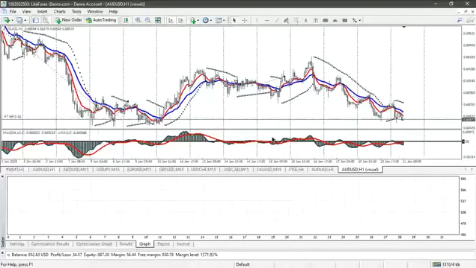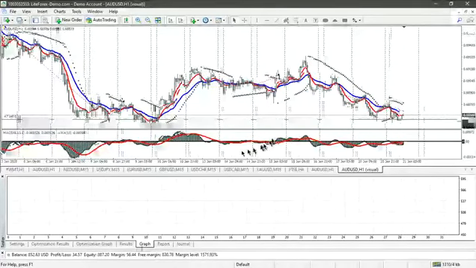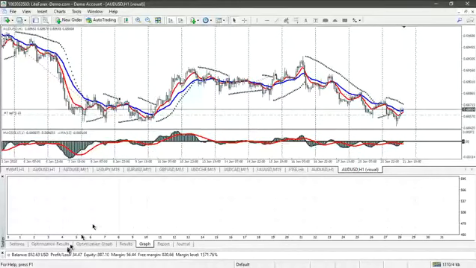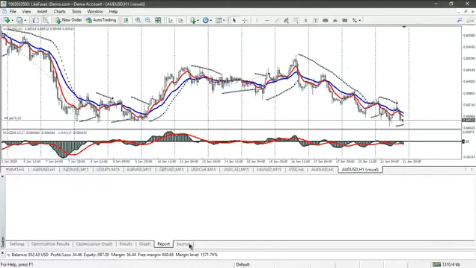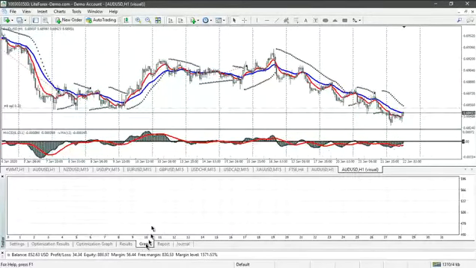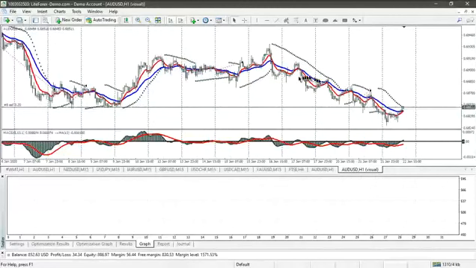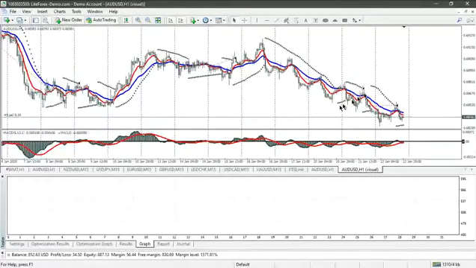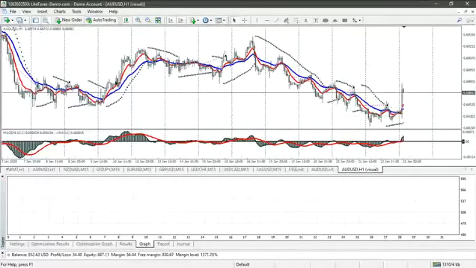Why isn't this graph coming up? Why isn't it showing? Report journals, testing. Okay, let's go back to the graph. Let's look at it. We hit a profit here, we hit a profit there, we lost one position, hit another profit there.